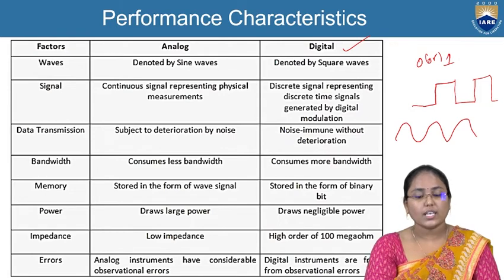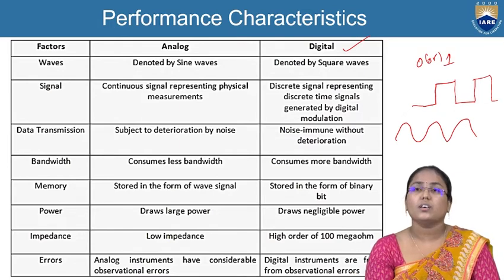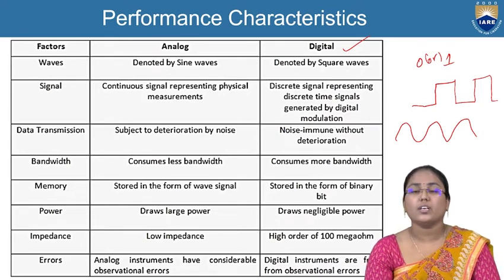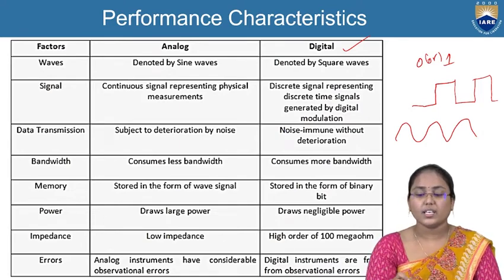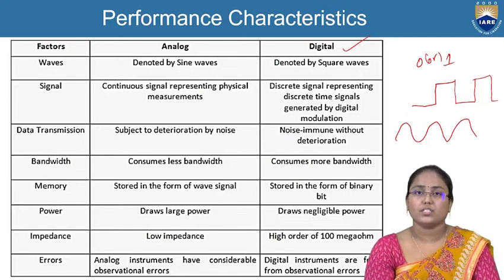Here in analog, the continuous signal represents physical measurements, whereas in digital, the digital signal is a discrete signal representing discrete time signals generated by digital modulation. That is, this is discrete in time, discrete in amplitude, whereas analog is continuous in nature.